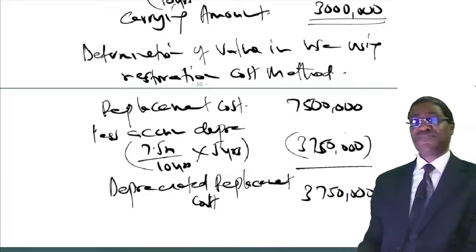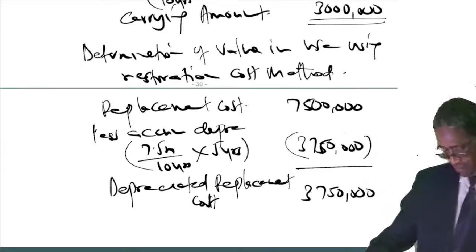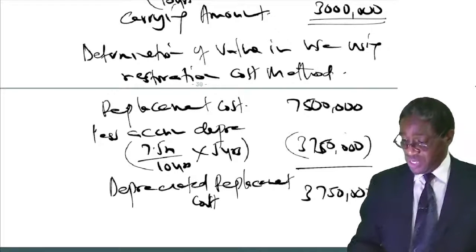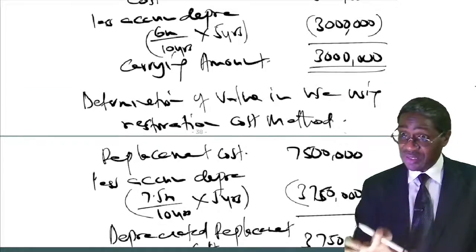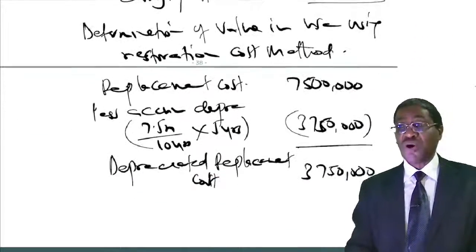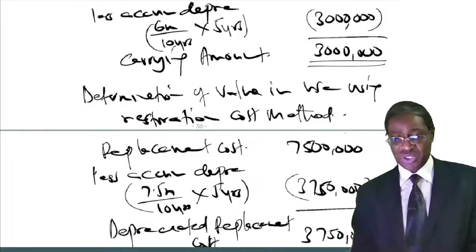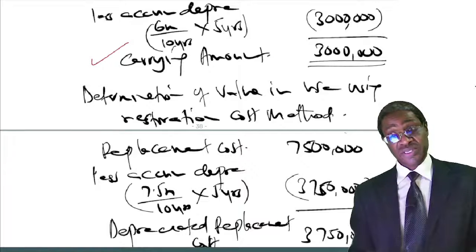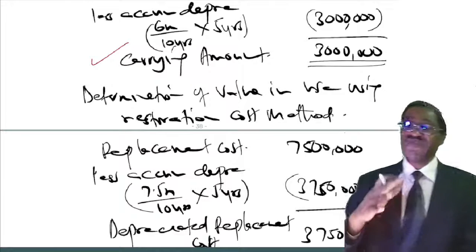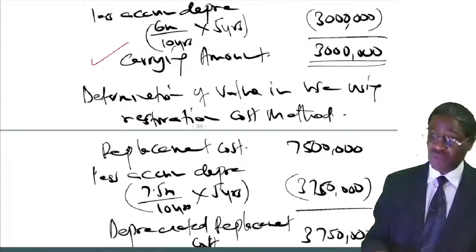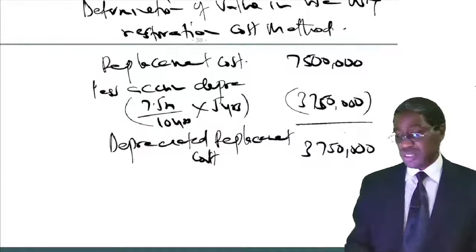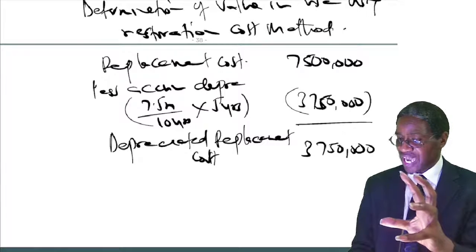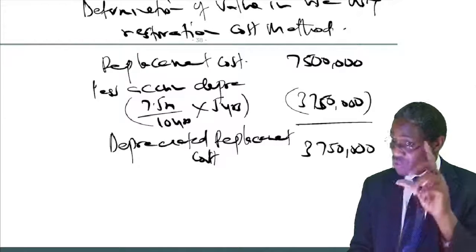Has it suffered? Which means, listen, you are comparing the carrying amount of the asset, which is how much? Our carrying amount is 3 million. We want to compare it with the recoverable service amount, which we are concluding is 37.50. So has it suffered? The answer is automatically no.